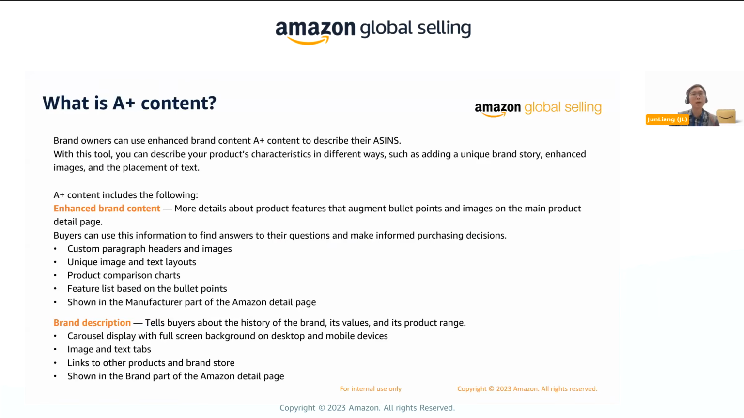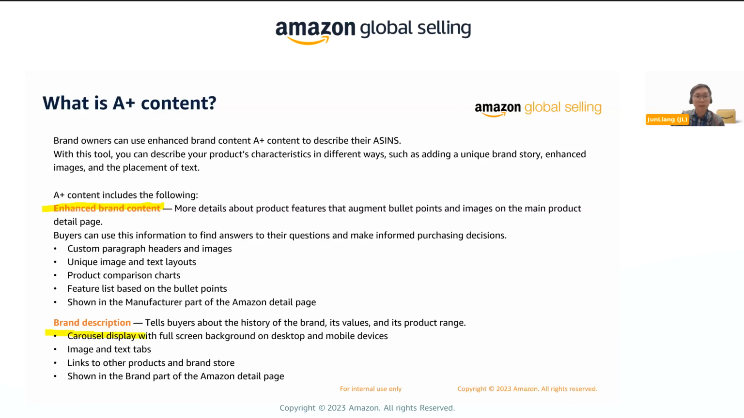Okay, so this is about the A+ content. Again, this is only available for brand owners. You can unlock this feature once you are registered in the Amazon Brand Registry. You can use this enhanced brand content, just like you saw earlier, which means EBC, to describe your product. You can put in more details about your product features.